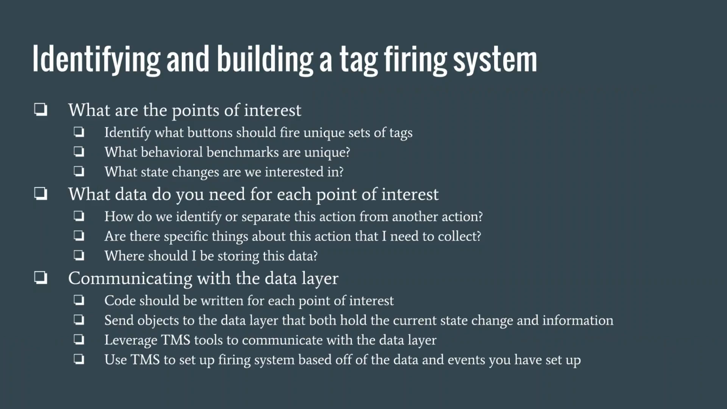And then again, where should I be storing this data? Definitely, we should be storing it in the data layer. So then you go on to communicating with the data layer. Each of those points of interest, like I said, I wanted that top nav bar to use one piece of code that should be pulling all of this. Code should be written for each of those points of interest to do a data layer push with the correct objects being pushed in, just sending that right data.